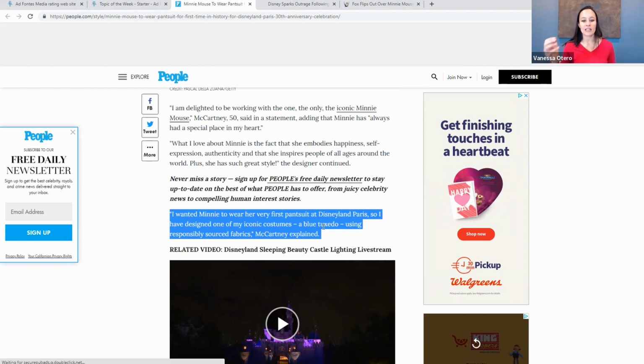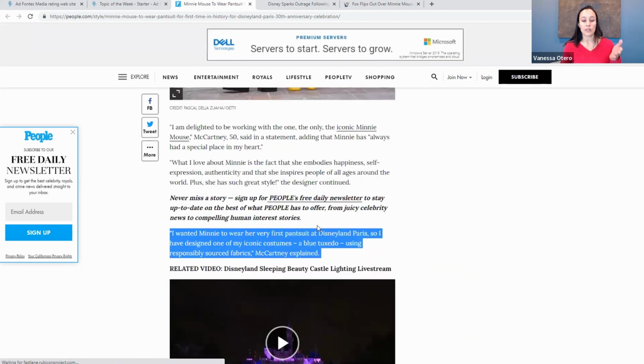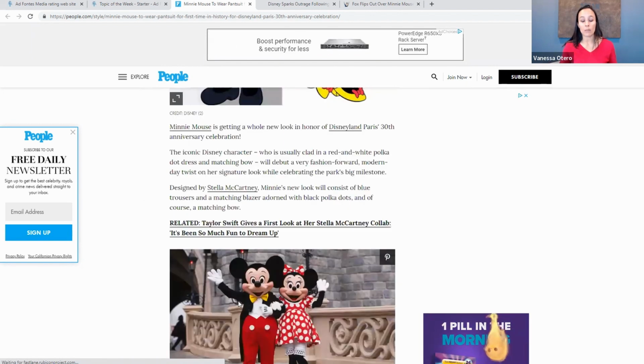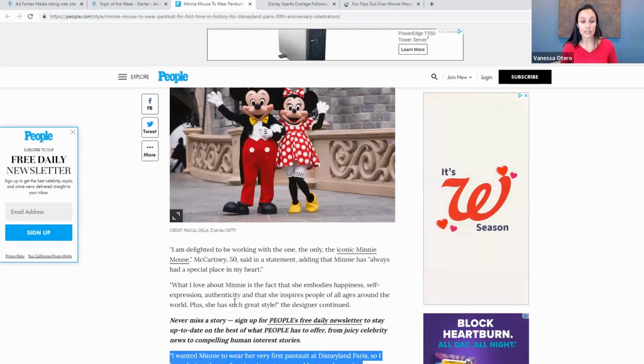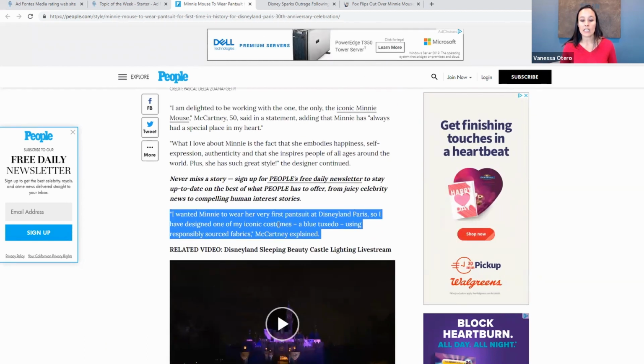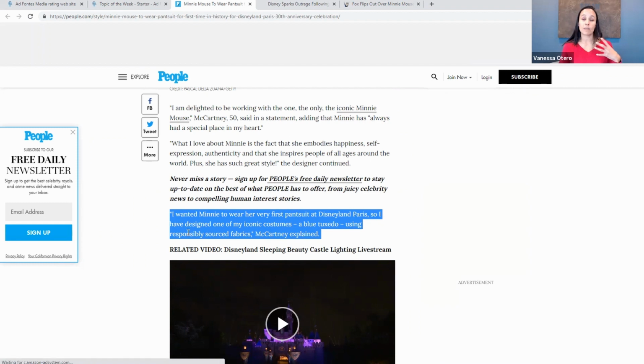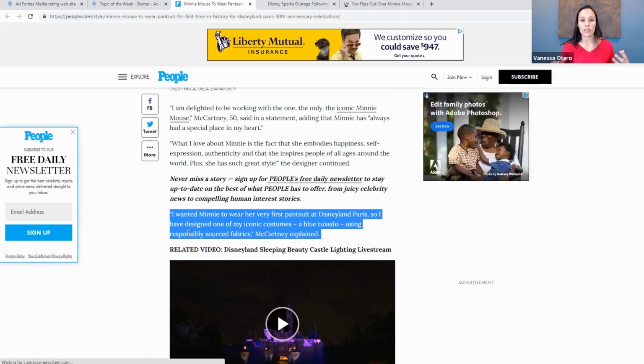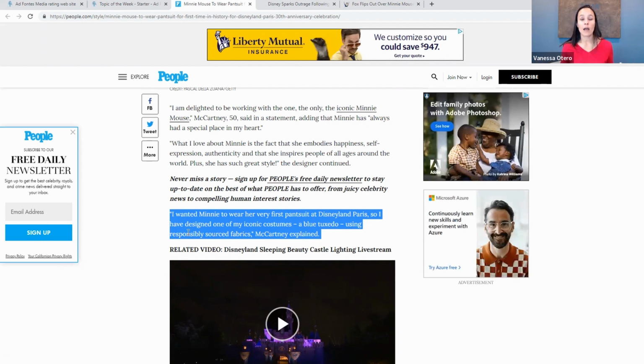So obviously this drawing is just a drawing, but Minnie Mouse is actually going to wear this at Disneyland Paris. So she does want to make some kind of a statement, right? The statement is, it's iconic. It's a blue tuxedo, there's a hint of breaking down gender stereotypes, and using responsibly sourced fabrics, there's echoes of conservationism in there, fair trade. Those are principles that you could associate with left-leaning values.